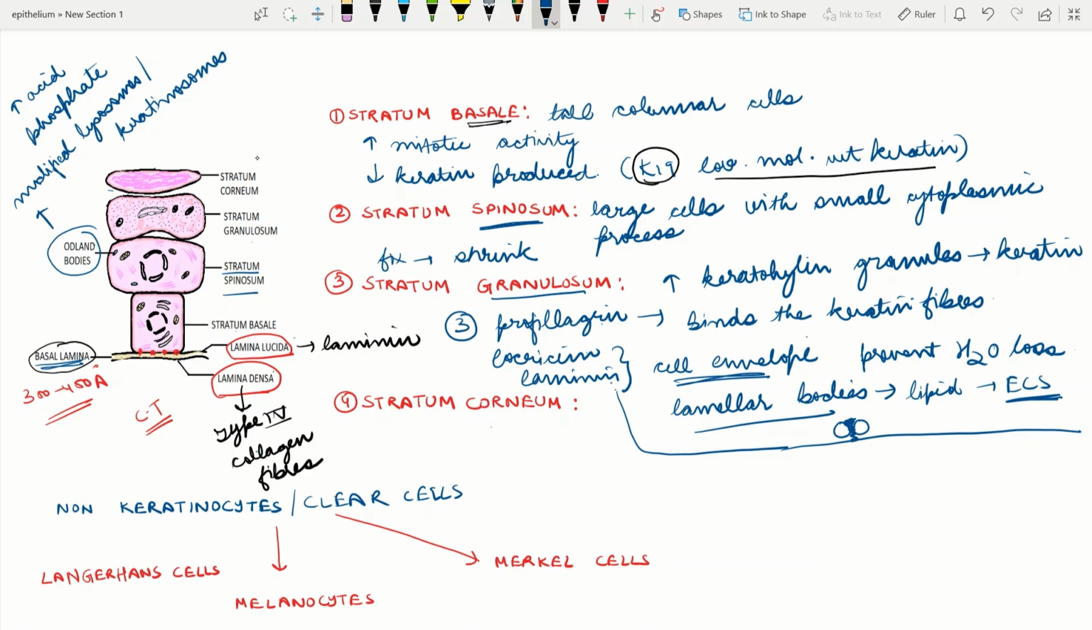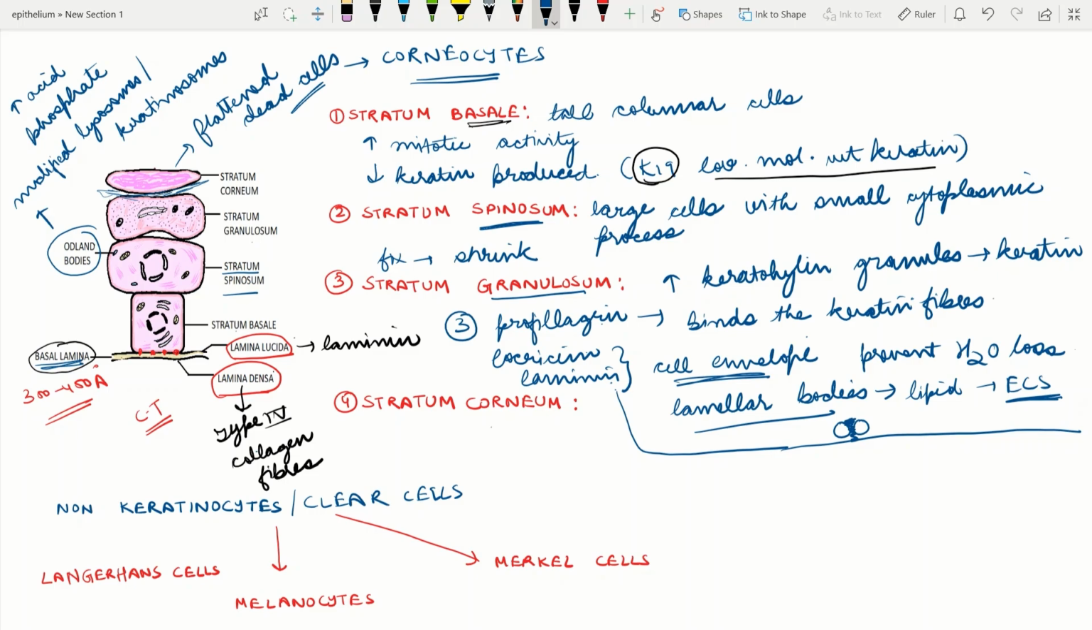Now coming to the fourth layer, that is your stratum corneum. It has flattened dead cells. What are these flattened dead cells known as? These are known as corneocytes. They are embedded in a lipid matrix of ceramides and cholesterol. So this was all about the four layers.